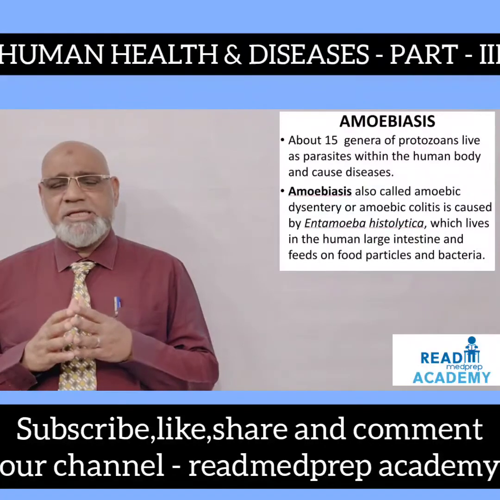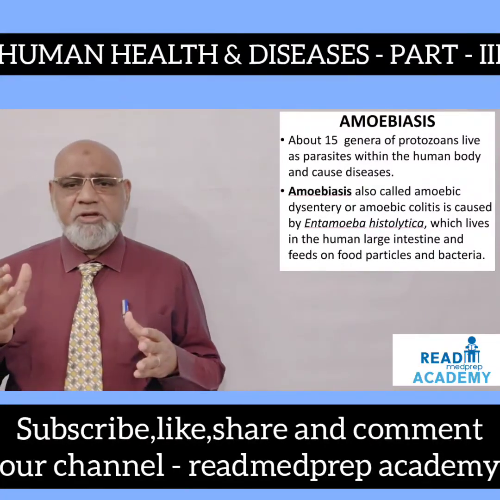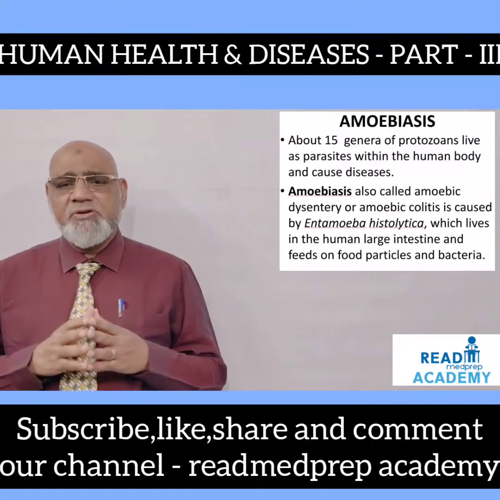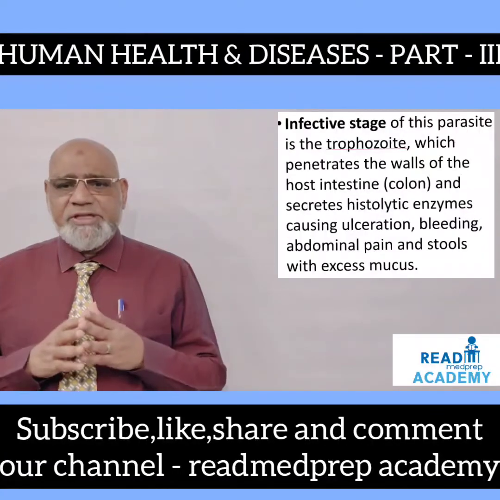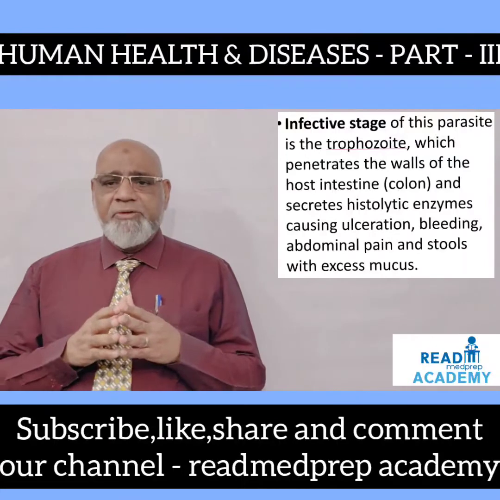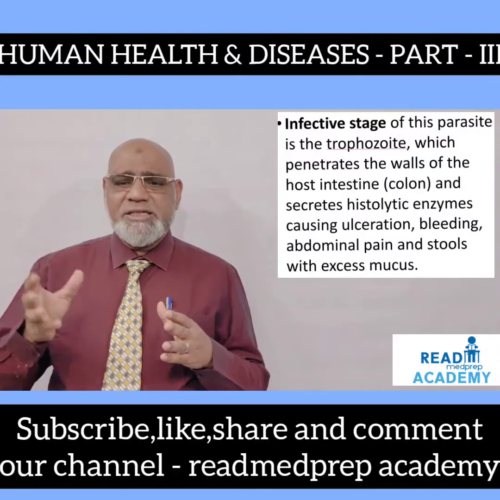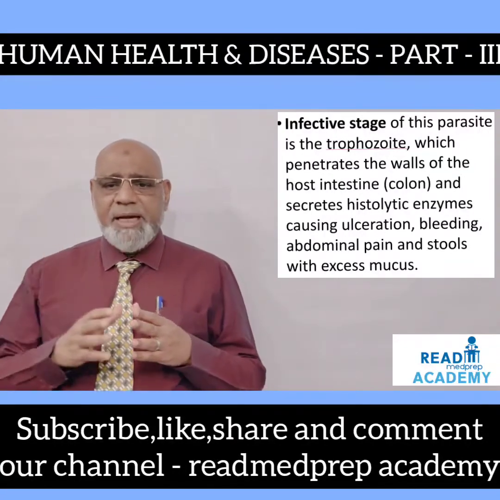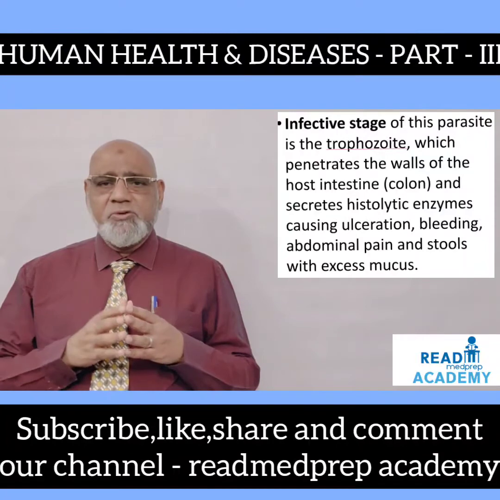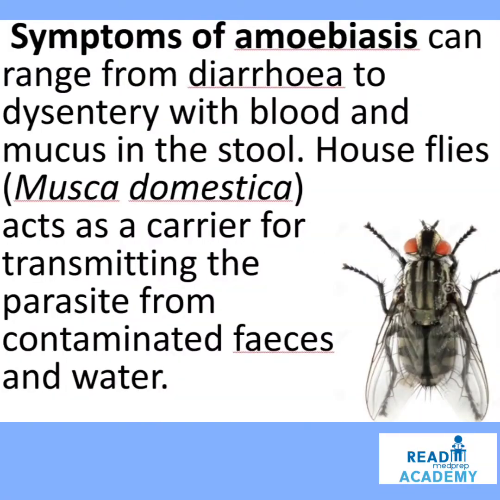This is caused by Entamoeba histolytica, which lives in the human large intestine and feeds on the food particles and bacteria. The infective stage of this parasite is the trophozoite, which penetrates the walls of the host intestine, the colon, and secretes histolytic enzymes causing ulceration, bleeding, abdominal pain, and stools with excess mucus. Symptoms of amoebiasis can range from diarrhea to dysentery with blood and mucus in the stools. House flies, Musca domestica, act as carriers for transmitting the parasite from contaminated feces and water.